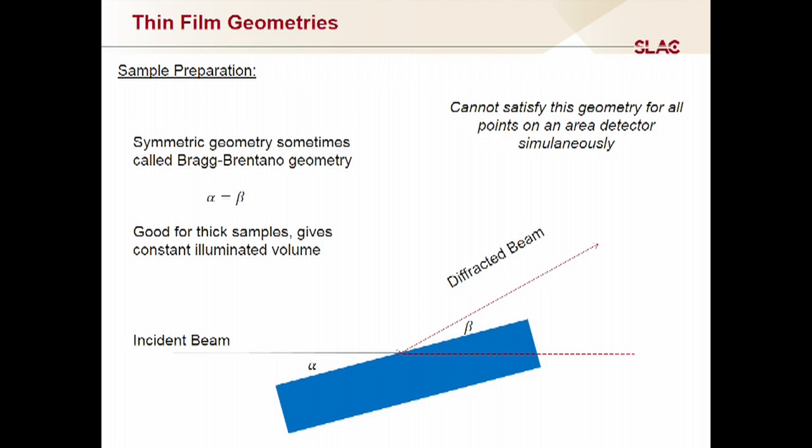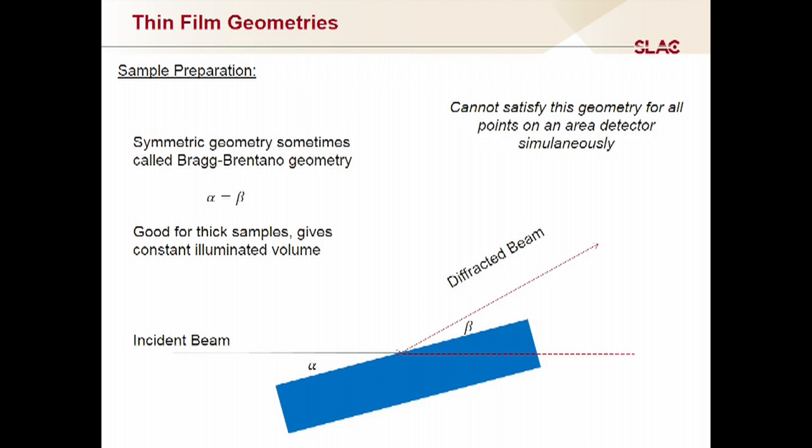Or a specular geometry as well. And basically all this means is that the incident beam and the diffracted beam make the same angle with respect to the sample. So this is also, in the parlance of the diffractometer, theta is at half of 2 theta. This is ideal for really thick samples. If your sample is effectively infinitely thick, this is great because it turns out if you work through the math, the illuminated volume from this geometry is constant as a function of angle. That's great because it means you don't have to do any correction for how much sample you're looking at at any given point.